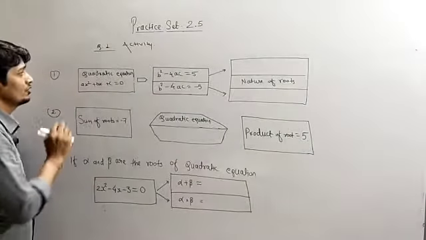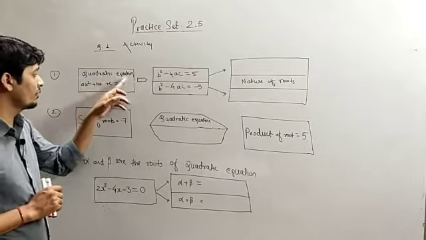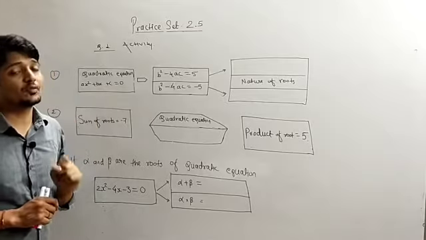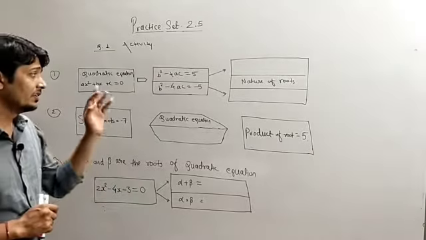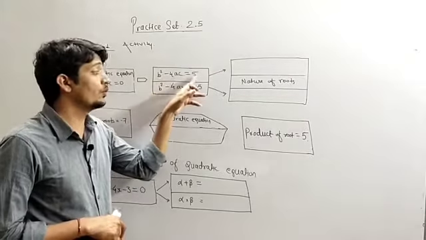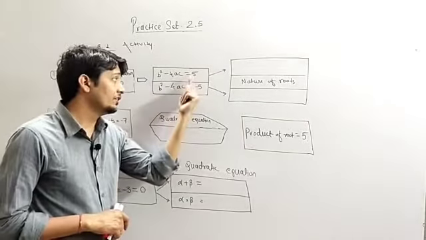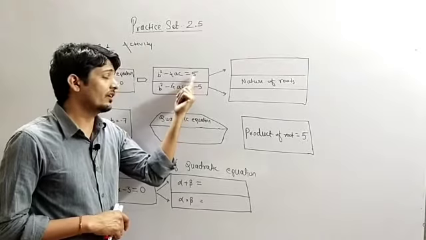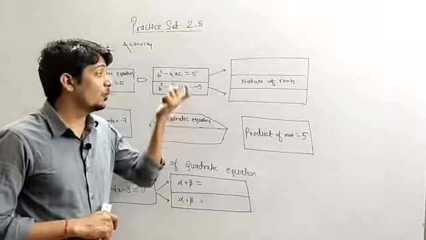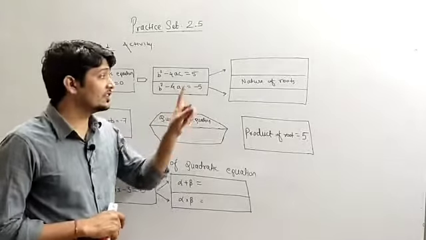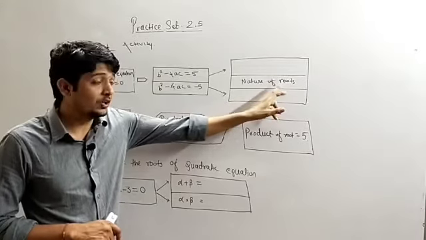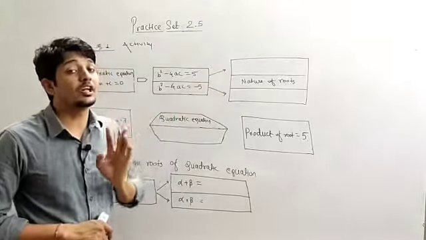In the first question, the quadratic equation ax square plus bx plus c, the standard form of a quadratic equation, is given. Suppose b square minus 4ac equals 5. So the value of the discriminant is positive 5. Positive 5 means the roots are real, because we have to write the nature of the roots. So it is real but not equal.